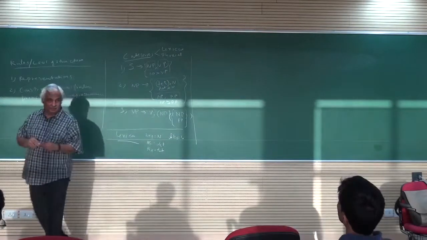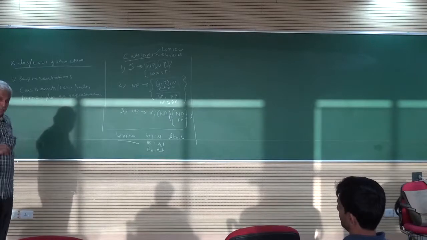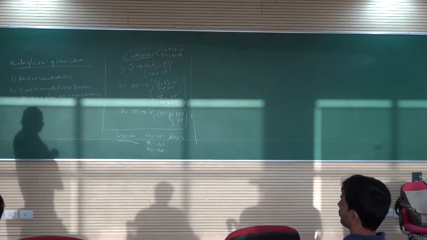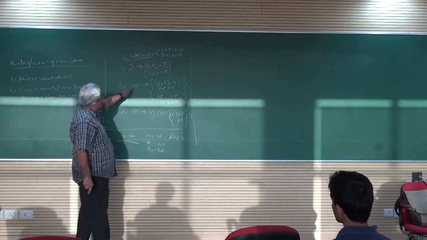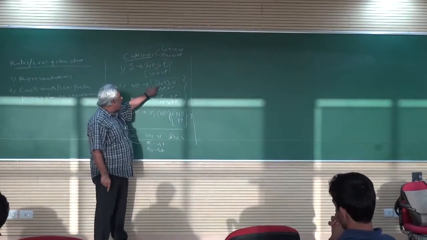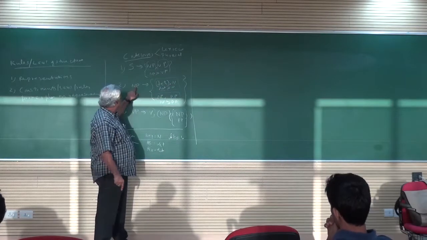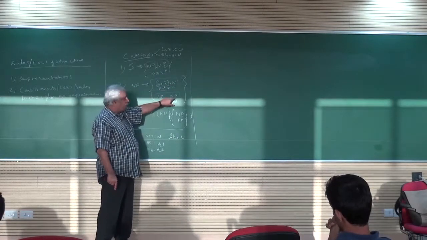Are there rules for these phrases? What constitutes a noun phrase? Are there rules for that also? Yeah, this is a rule which says a noun phrase consists of a determiner and a noun, or a noun phrase can consist of a noun phrase and a prepositional phrase.